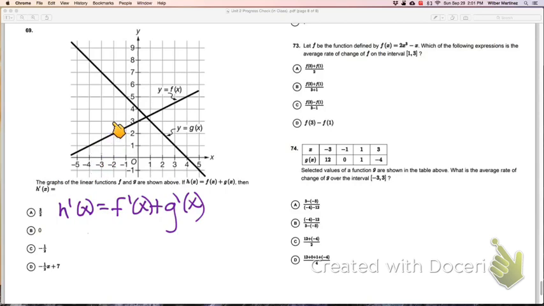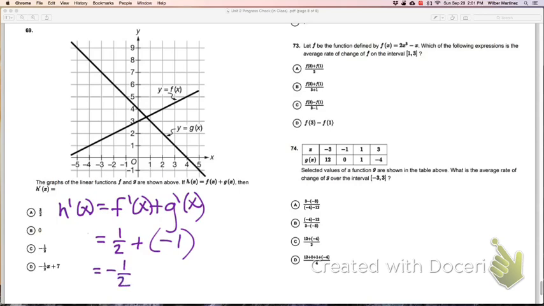So f prime of any number is 1/2. And for g, the derivative of g is down 1 over 1, down 1 over 1, down 1 over 1. So it's negative 1 everywhere on the line. So 1/2 minus 1 would be negative 1/2. Answer choice C.